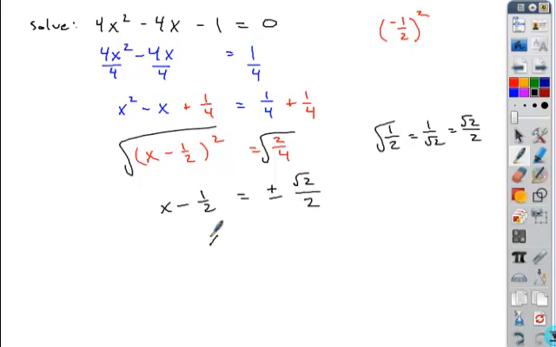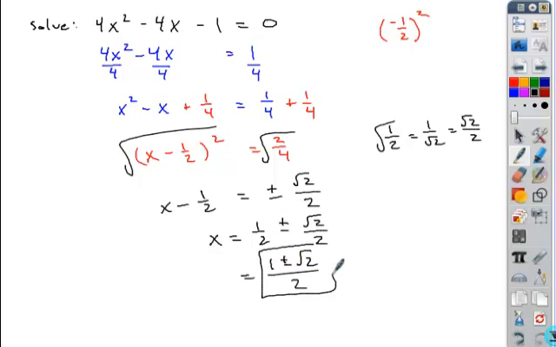Okay, and then my final step to isolate my x completely, I'm going to get rid of this -1/2 by adding 1/2, and I'll put that on both sides. Since the denominators are the same, I can combine this into one single fraction, 1 plus or minus root 2 over 2. And so those would be my two solutions for this problem.